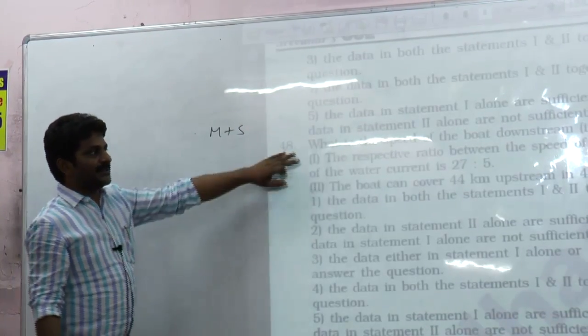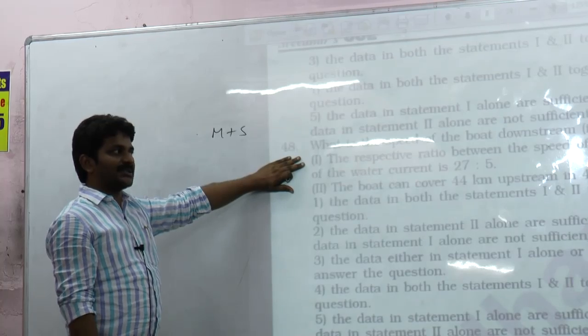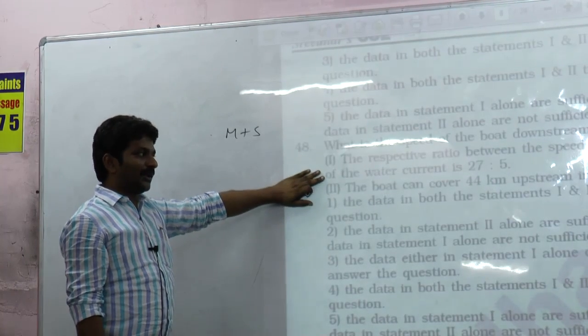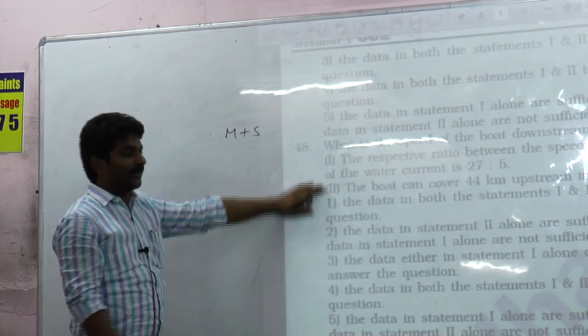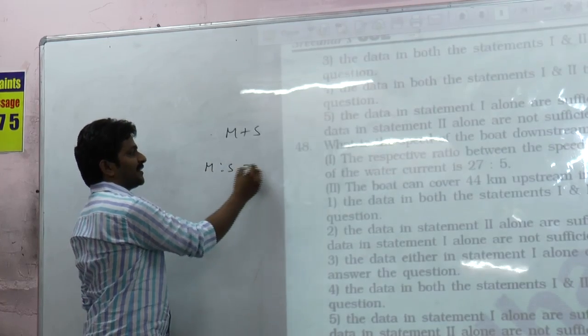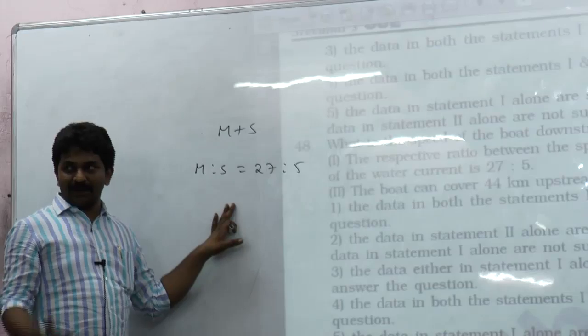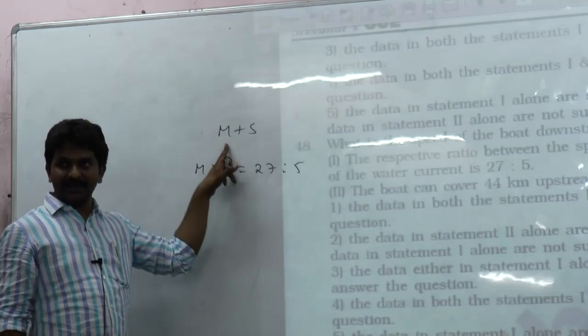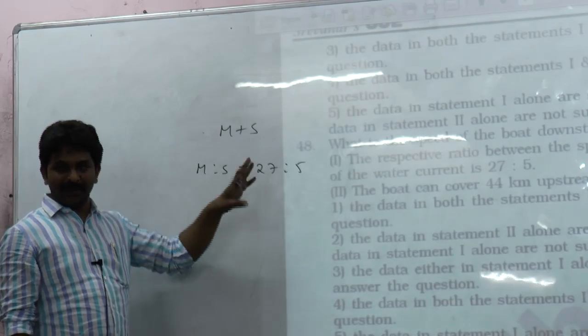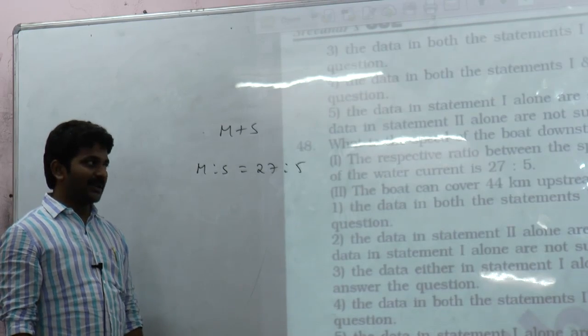Next, 48. What is the speed of the boat in downstream? We are asked about downstream speed. Downstream speed is m plus s. The ratio between the speed of the boat in still water and the speed of the water current is 27:5. Man speed to stream speed is given as 27:5. Using this information, you cannot get your answer because you need to represent the answer in kilometer per hour. You need to have speed, which is not given. 1 alone is not sufficient.